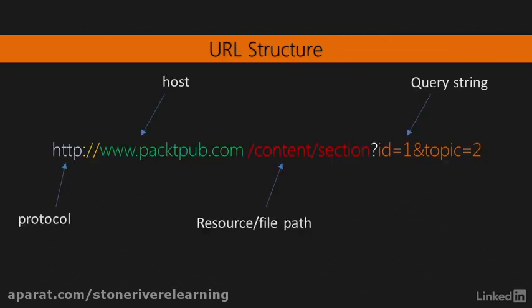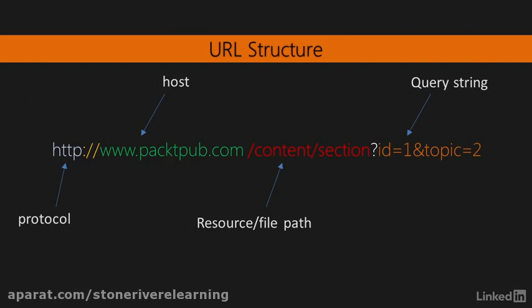I bet you have seen thousands of URLs by now. It's now time to stop and think about the URL structure. Let's see what each part means. The first part is the protocol. In web applications, the two protocols used are HTTP and HTTPS. When using HTTP, the port that will be used is 80. And when using HTTPS, the port will be 443.